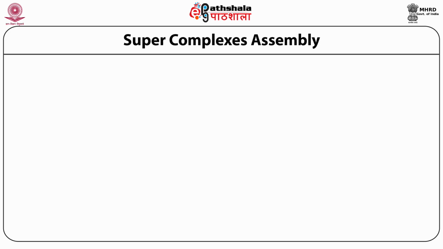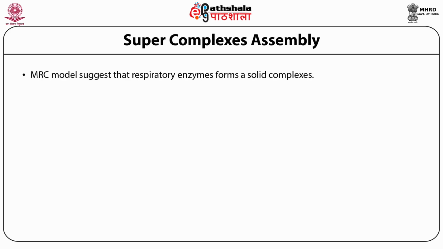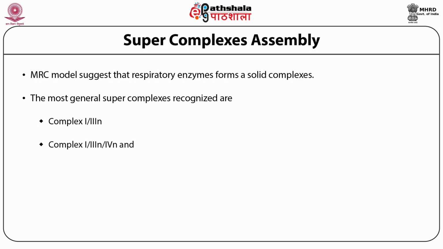Supercomplex assembly. The MRC model suggests that respiratory enzymes form a solid complex, consisting of different complexes connected with each other to form supercomplexes. The most general supercomplexes recognized are complex 1, 3; complex 1, 3, 4; and complex 3, 4. Complex 2 is observed to be free, though a small portion of complex 2 is observed to be associated with the supercomplex 1, 3 and 4.